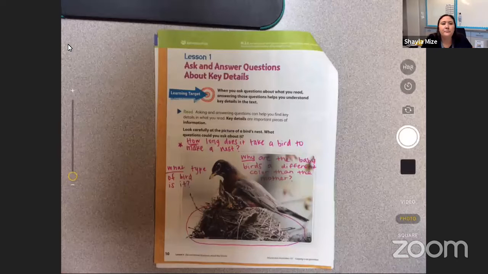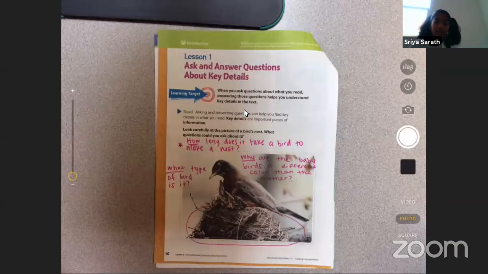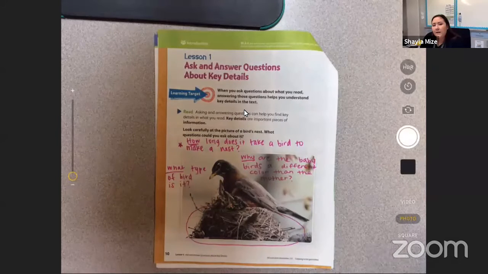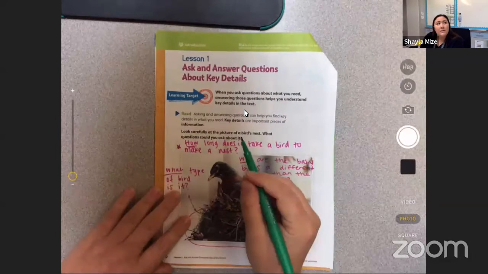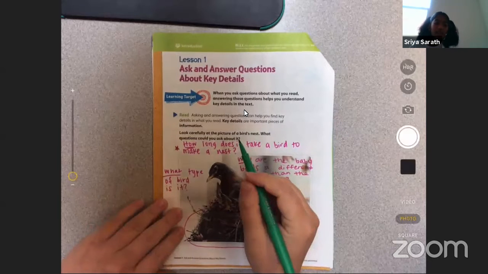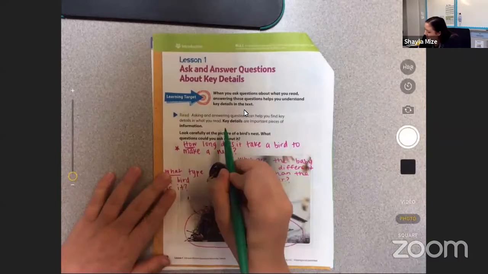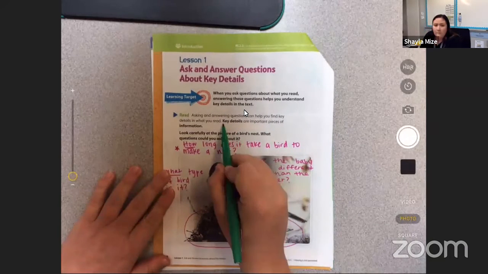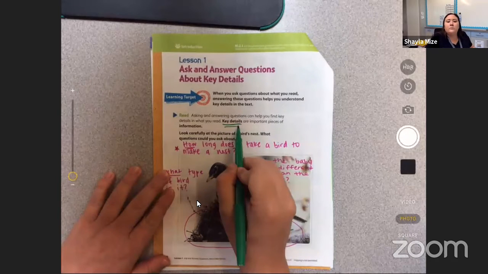Detail. Key detail. Shreya, what is a key detail? A key detail is a detail that helps you read the story and gives you clues. What is a key detail?